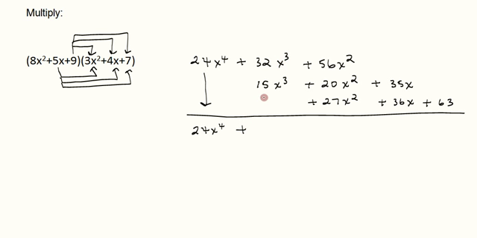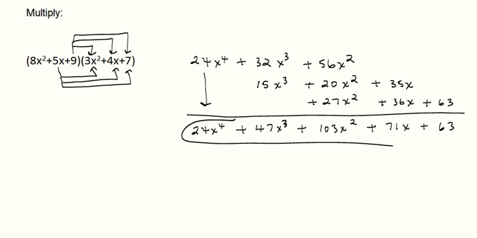X cubed terms, add those together, we're going to get 47x cubed. Then we want to add up our x squared terms. Well, 56 plus 20 plus 27 gives us 103x squared, plus the 35x and the 36x gives us 71x, and plus 63. It's kind of a long problem. We keep all the like terms lined up. It's a little easier. So that's the product.